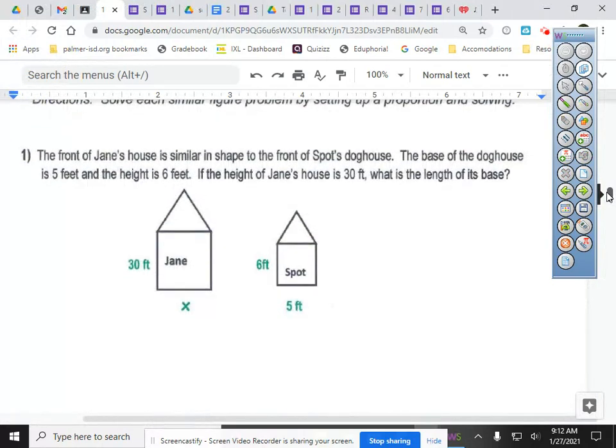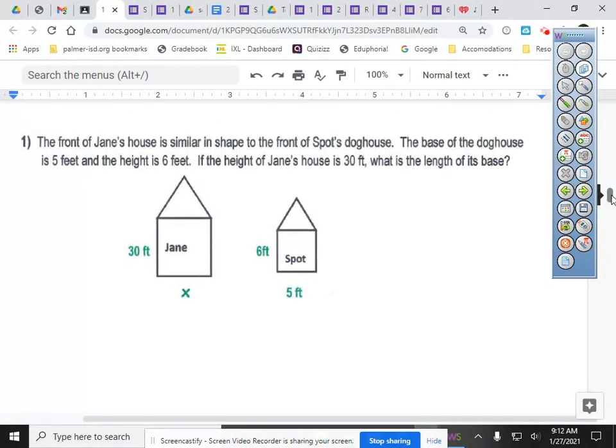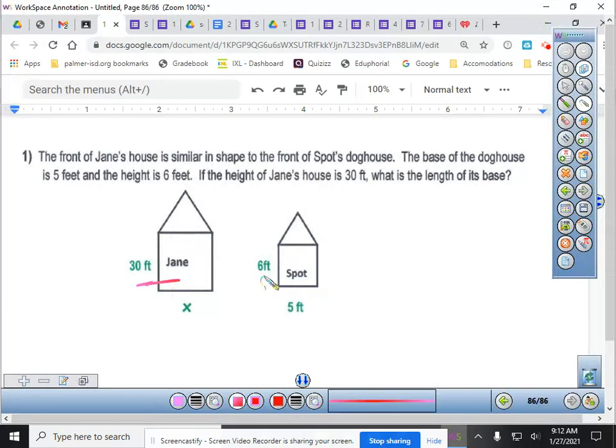Look at the practice. Number 1, the front of Jane's house is similar in shape to the front of Spot's doghouse. The base of the doghouse is 5 feet and the height is 6 feet. The height of Jane's house is 30 feet. What is the length of its base? Who would like to try the proportion? Sierra. 30 over X equals 6 over 5.